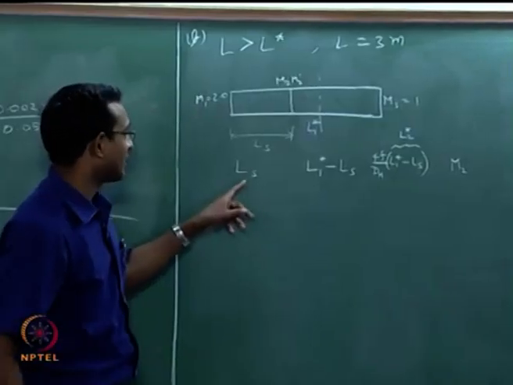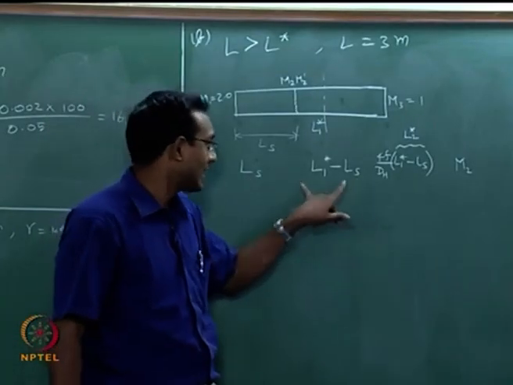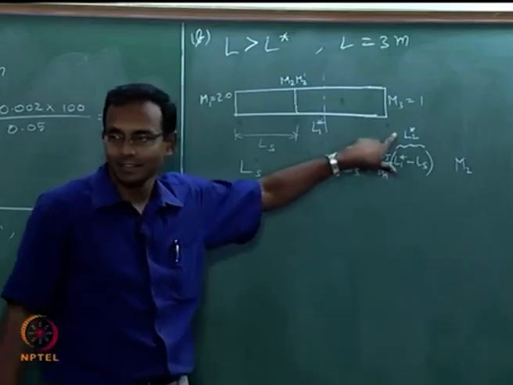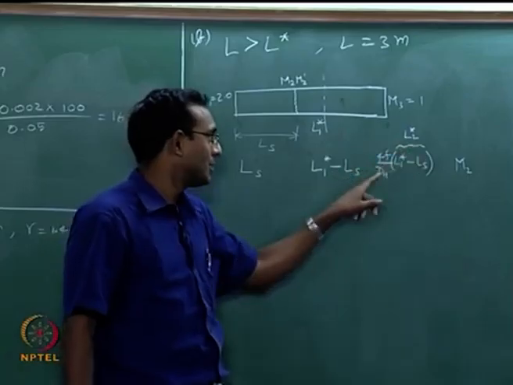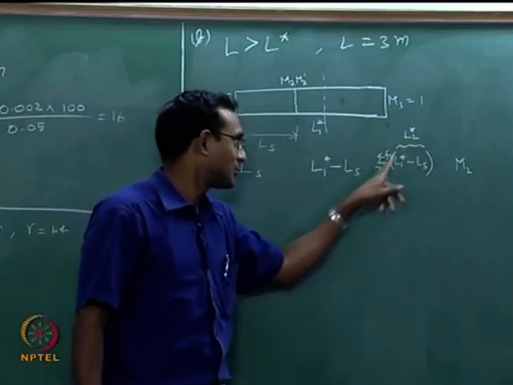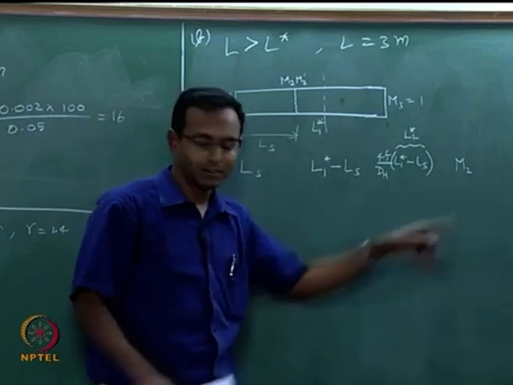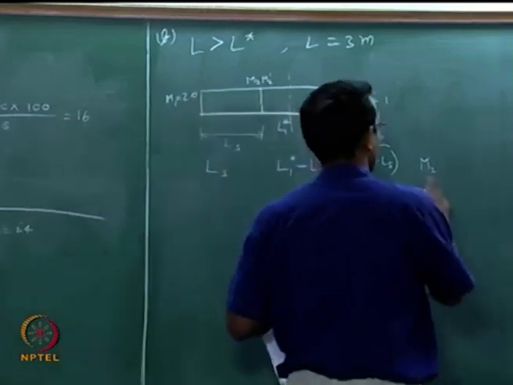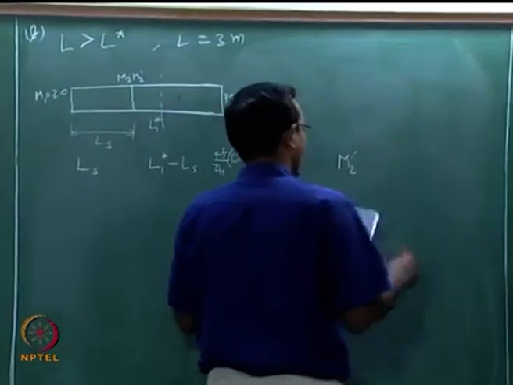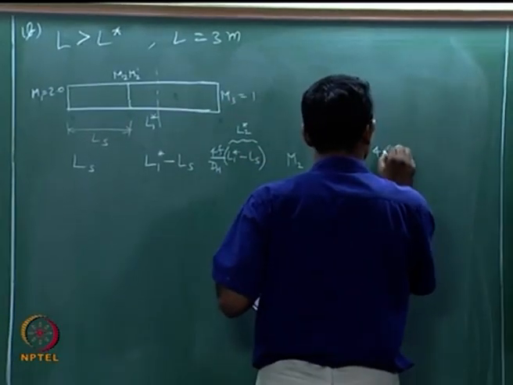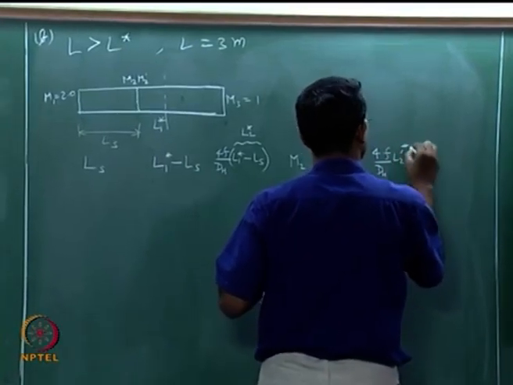Just to be clear, I have written this Ls, L1 minus L1 star minus Ls, that happens to be my L2 star really. If you go and look at problem 2A, that is what was our L2 star. Now I will say 4f L2 star by Dh. From here I will read up my M2. Once I know M2, I will go to normal shock tables and find M2 prime from there. From there I will go to 4f by Dh times L2 prime star.